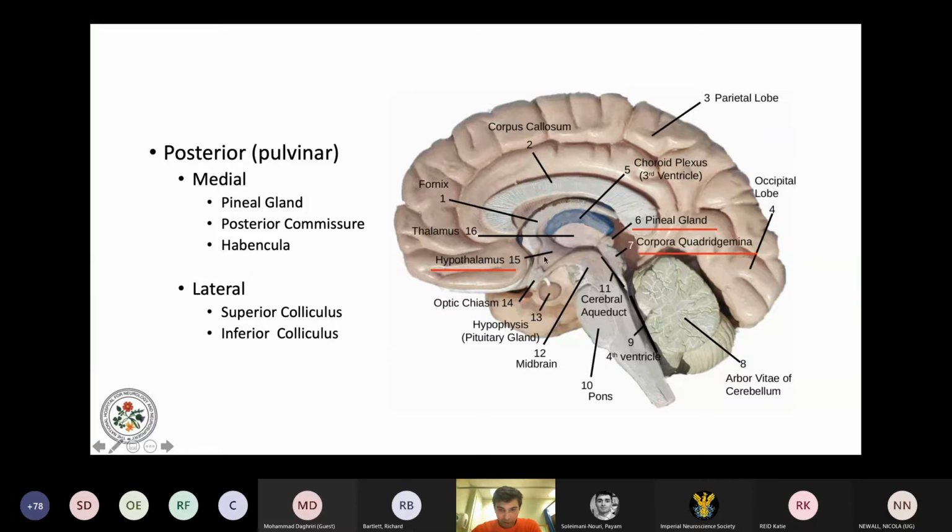So here we have a hypothalamus. Here we have the thalamus, okay? And on the back, we can see the pineal gland. And this is the corpora quadrigemina, which is the superior colliculus and inferior colliculus, which I think you may cover in later lectures. The other things also to bear in mind are the pineal gland and the habenula, which we'll have a look at now.